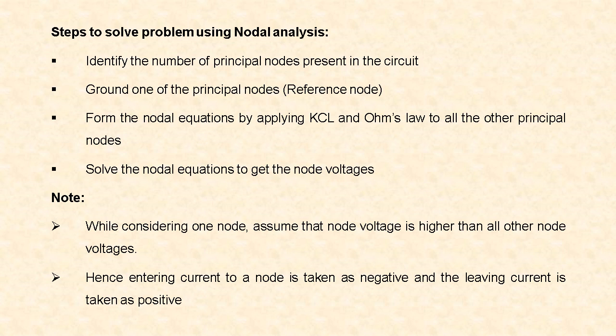The next step is, for all other principal nodes, we have to form the nodal equations by applying Kirchhoff's current law and Ohm's law. Then we have to solve the nodal equations to get the node voltages. An important note to remember is that while considering one node, we have to assume that its node voltage is higher than all other nodal voltages. Hence, entering current to a node is given a negative value and leaving current from the node is given a positive value.